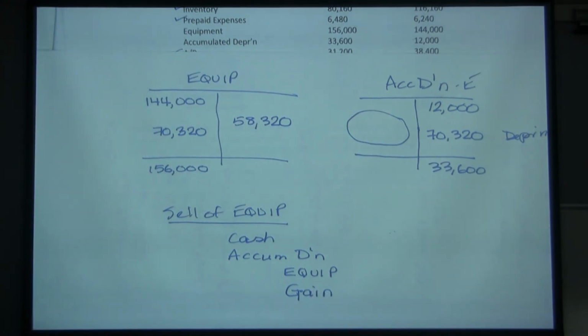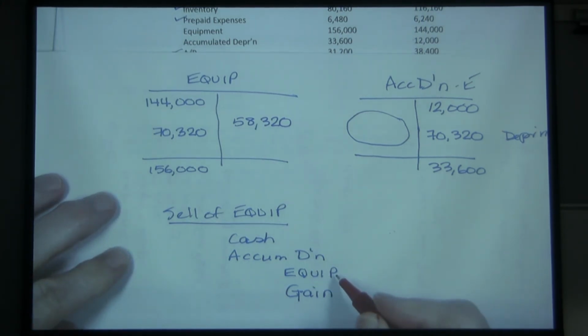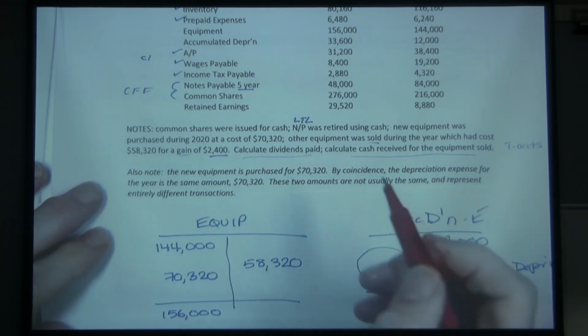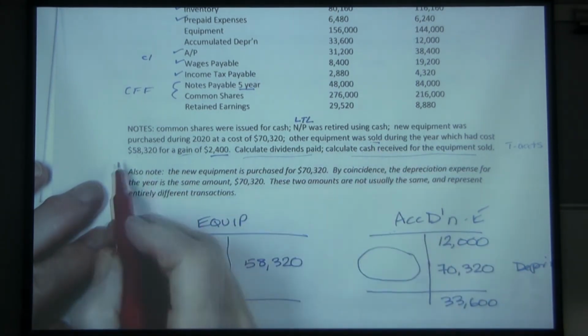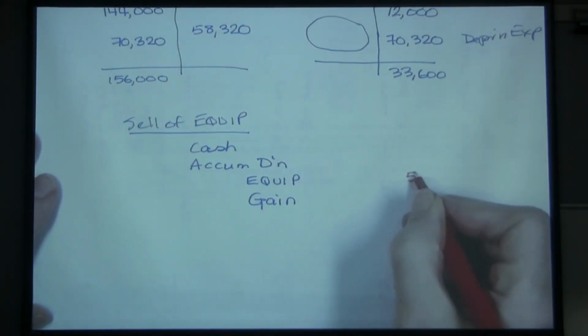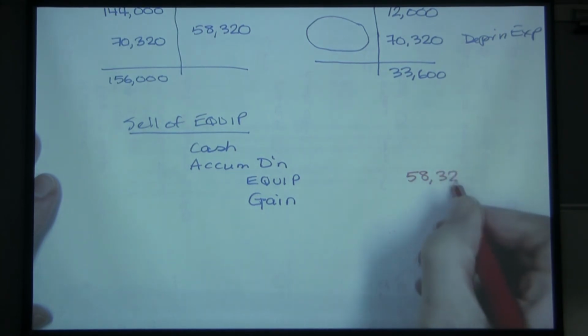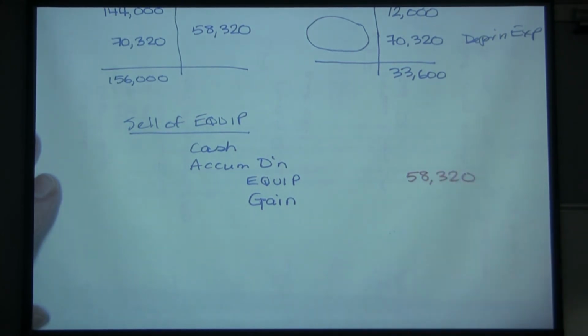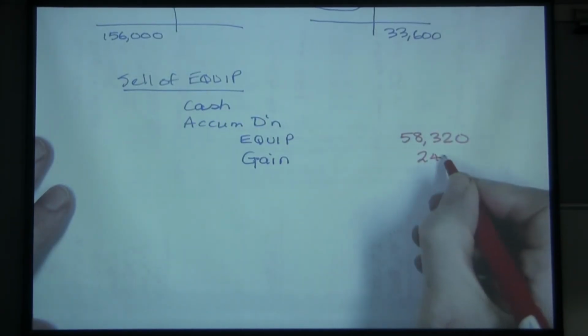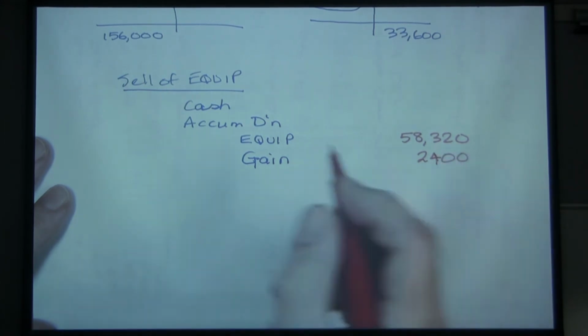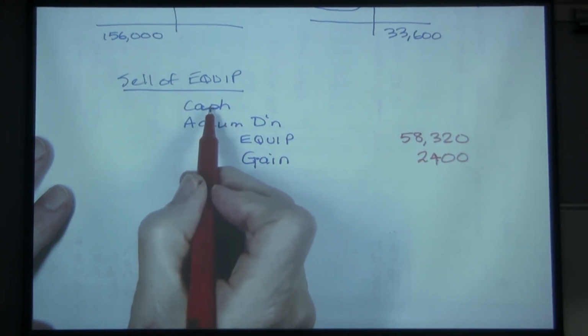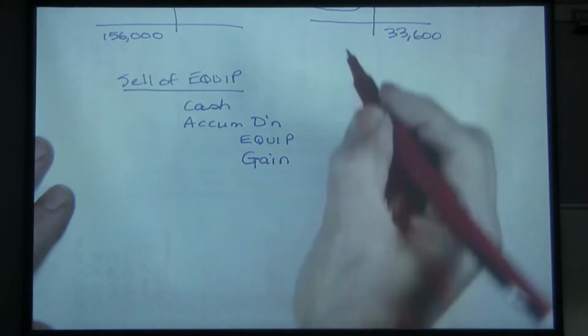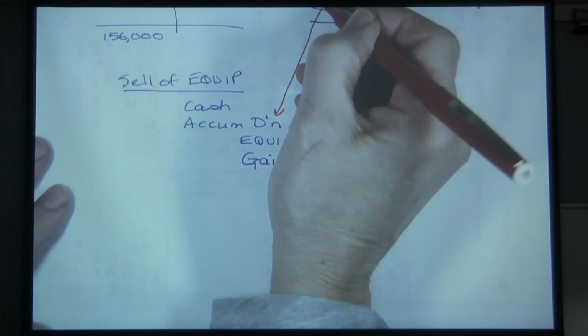So let's fill in the amounts that we know for sure here. Our gain was, let's do the equipment first. The equipment that we sold during the year had a cost of 58,320. So let's put a credit here, 58,320. It had a gain of, let me double check, 2,400. Okay, so we need these debit amounts because we don't know the cash we got, and we have to figure out the accumulated depreciation. So this is where we figure it out, right here.